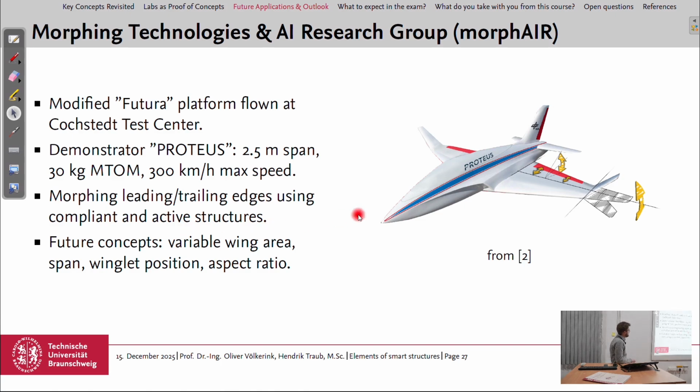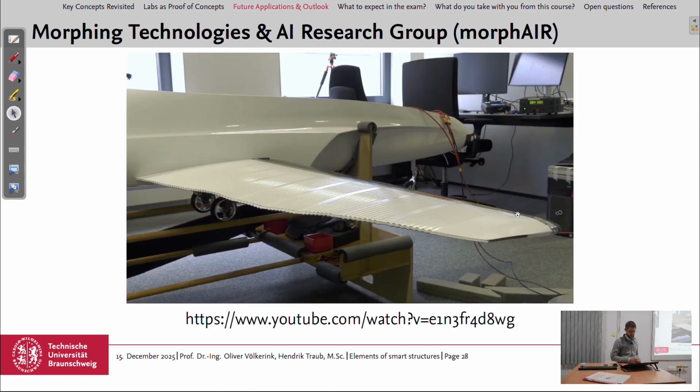And what they investigated was morphing leading and trailing edges, and we are looking in the next slide at the morphing trailing edge. They also want to have a look at foldable wingtips. And in future concepts, they will also look at variable wing area so that the wing can extend a bit and increase the wing area, as well as winglet positions and aspect ratios of the wings.